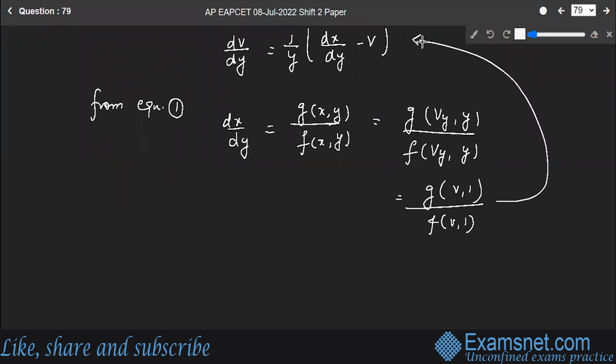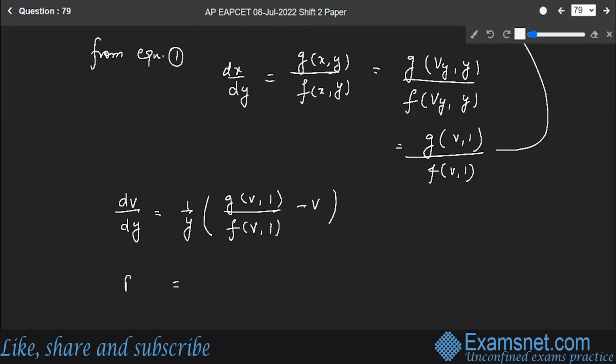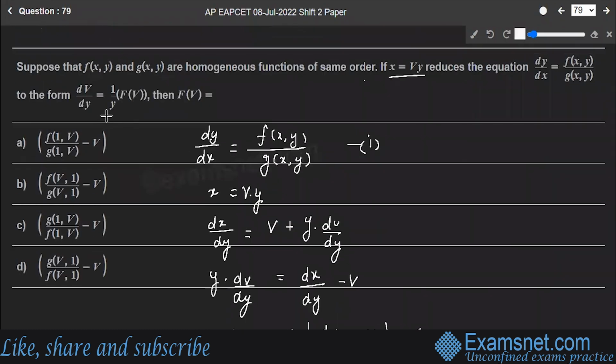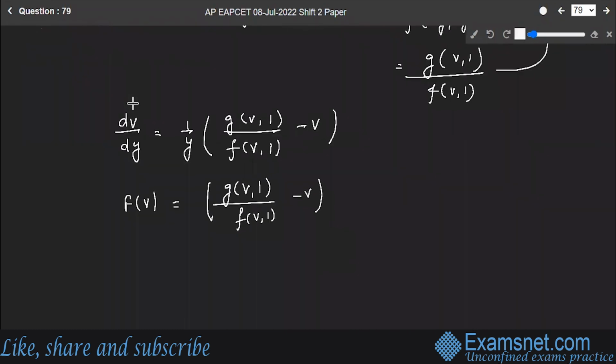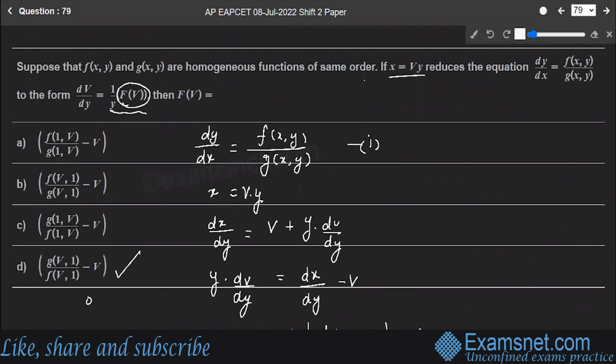Now let's put this one in this equation. So you will get dv upon dy is equal to 1 by y into g(v,1) upon f(v,1) minus v. See in the question, this is something of the form f(v) is equal to g(v,1) upon f(v,1) minus v, right? If you compare both of these equations, then f(v) will become equal to this, right? So this is our answer to the problem. Let's check. We have D as the answer. Hope you're clear with this.